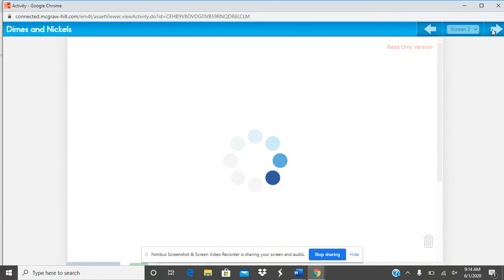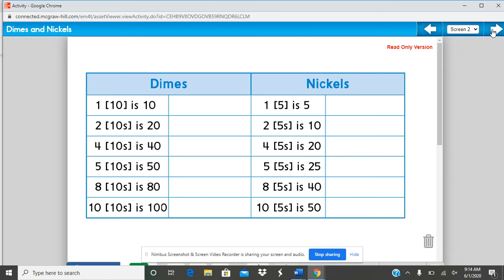All right, so right here, this is another chart, but you guys actually already together, we came up with the answers. This was from the chart before. 1 ten was 10. 2 tens was 20. 4 tens was 40. 5 tens was 50. 8 tens was 80. And 10 tens was 100. And then we had our nickels, which is 1 five is 5. 2 fives is 10. 4 fives is 20. 5 fives is 25. 8 fives is 40. And 10 fives is 50.